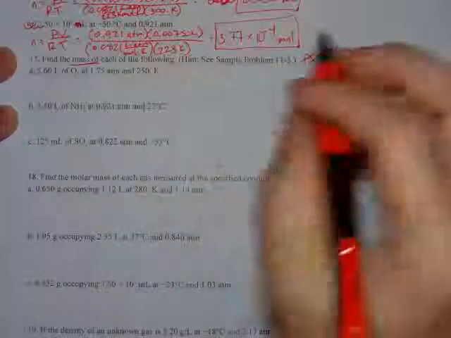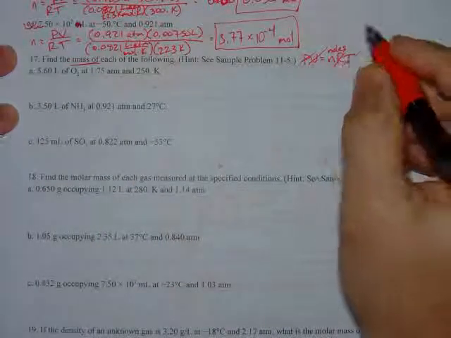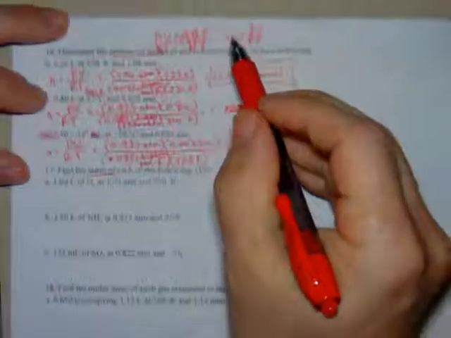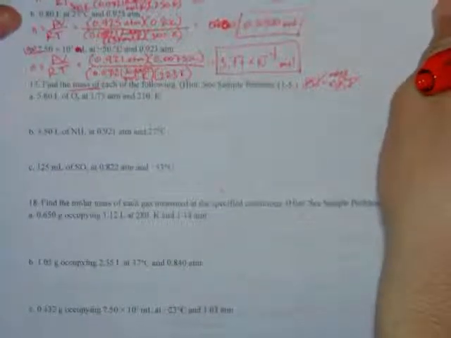So here we go. I want to solve for n, the number of moles, and I already did that for number 16. So here is the equation I'm going to be using. I'll make it nice and simple, and then at the end, I will convert using the molar mass.